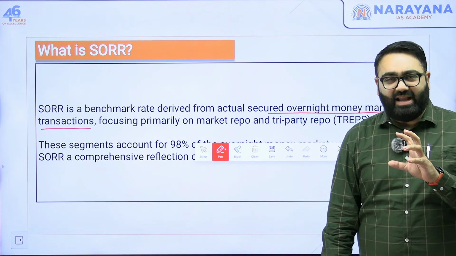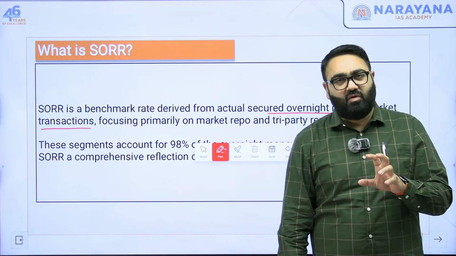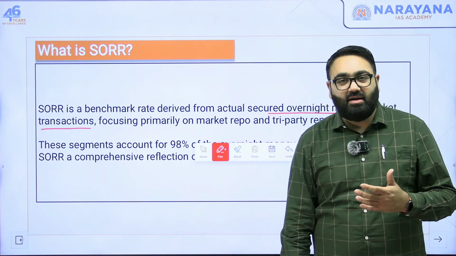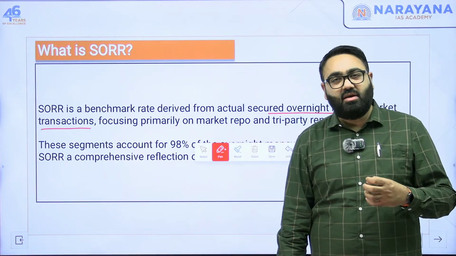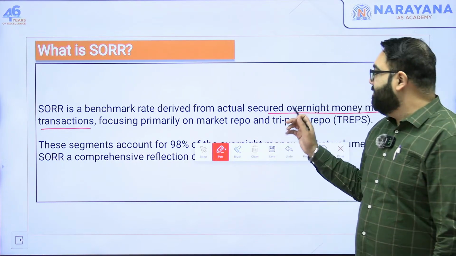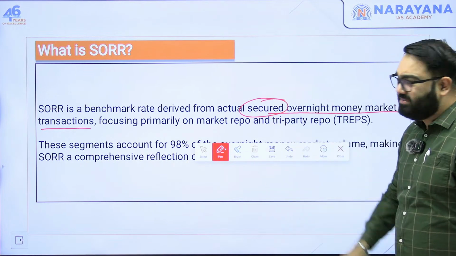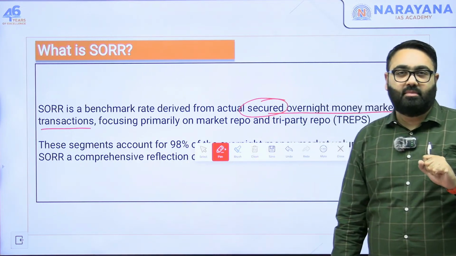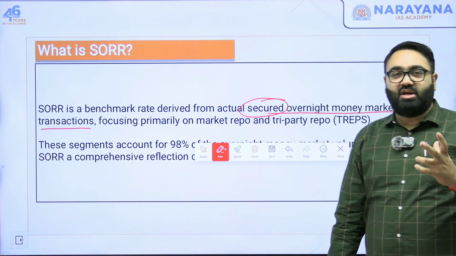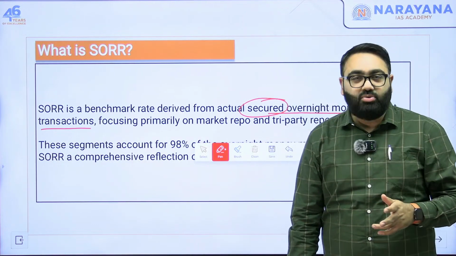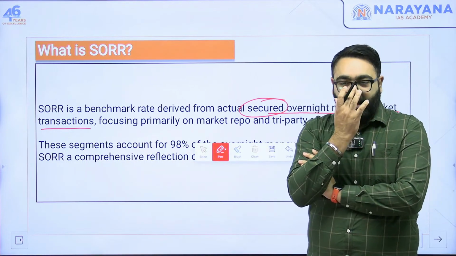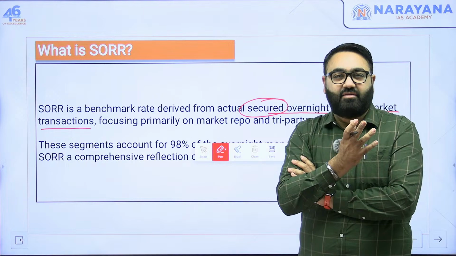To determine what SORR will be, or the rate, you will have to look into the money market, at what rate the loan is usually given, and they will look at a secured money market. Secured money market means when you are taking a loan against a security. Let's say a bank, usually when they take a loan from the RBI, they have to give a government security as a guarantee. And then against that guarantee, the loan is given to them.